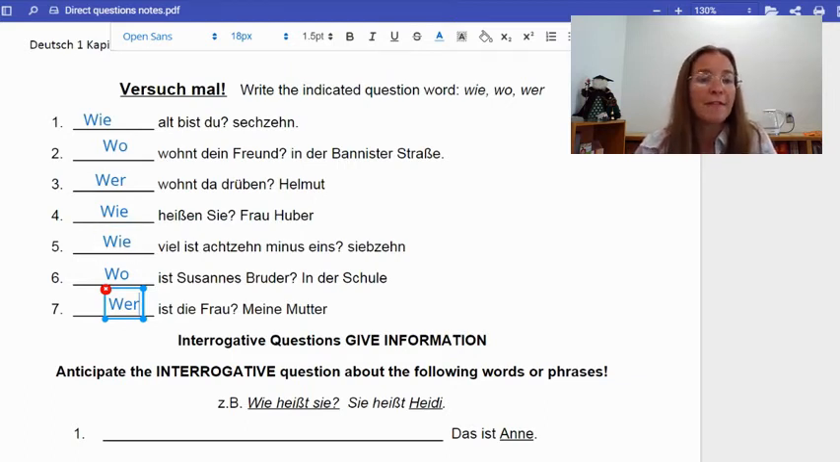Okay. Nummer 5. Wie viel ist 18 minus 1? How many is 18 minus 1? 17. Okay. With math questions, sometimes we use wie viel. Number 6 is, wo ist Susanna's Bruder? The answer was in der Schule. In der Schule tells us where he is. We're going to use the question word wo. Nummer 7. Wer ist die Frau? The answer is meine Mutter. My mother. My mother's a person. I'm going to ask, who is the woman? Wer ist die Frau? Hope you got those right.